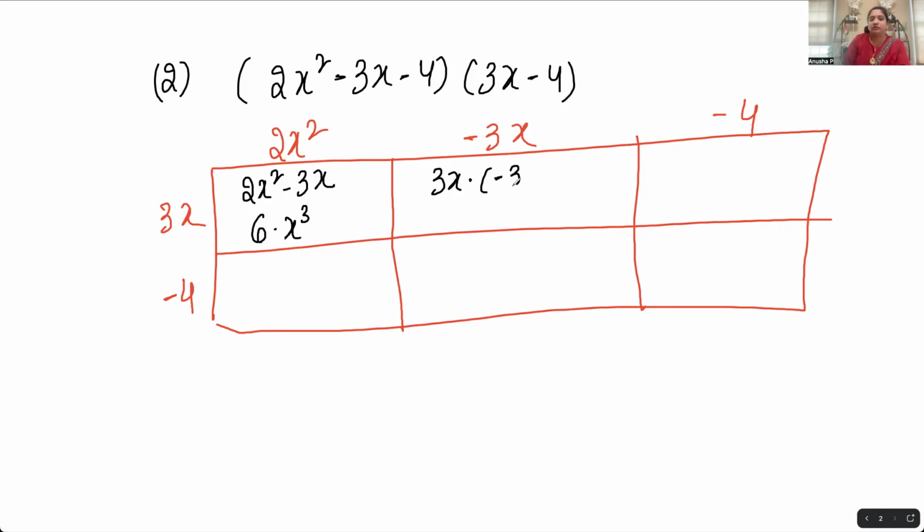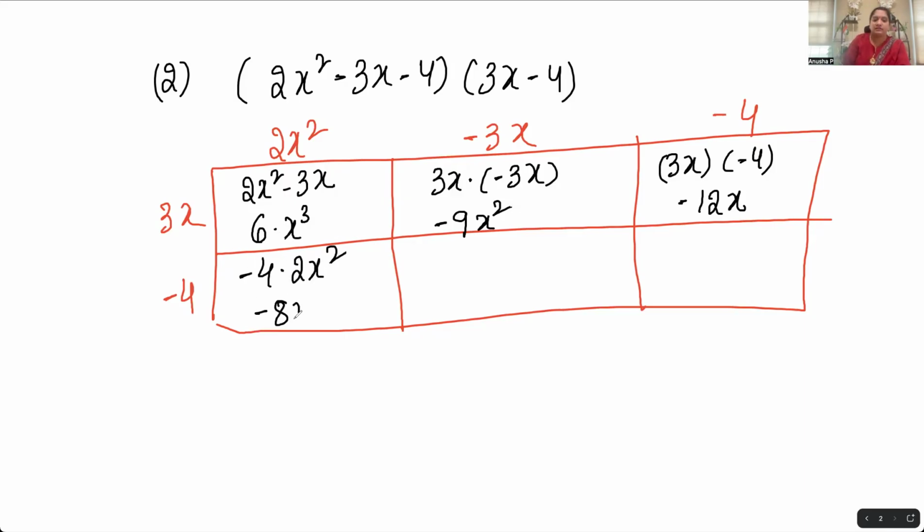3x times negative 3x. 3 times negative 3 is negative 9. X times x is x². 3x times negative 4. Negative 12x. Negative 4 times 3 is negative 12x. Minus 4 times 2x². Negative 4 times 2 is negative 8x².